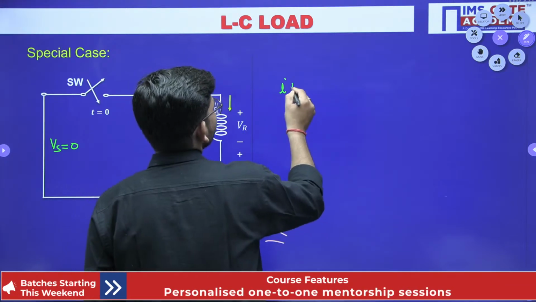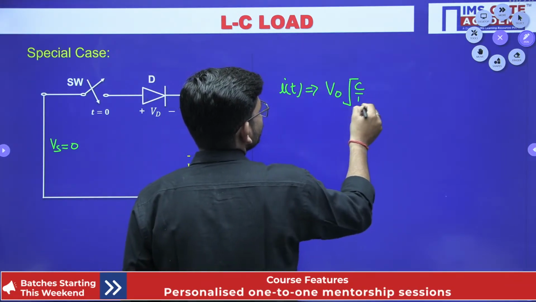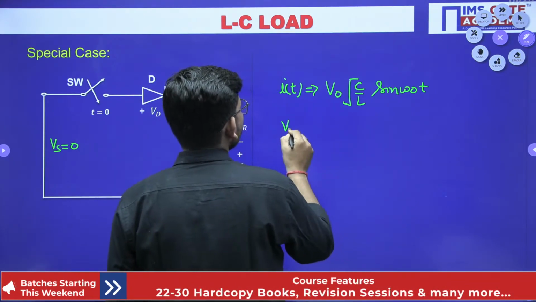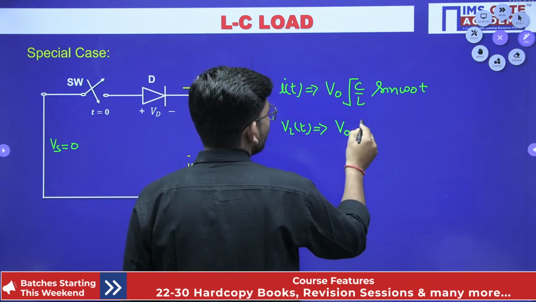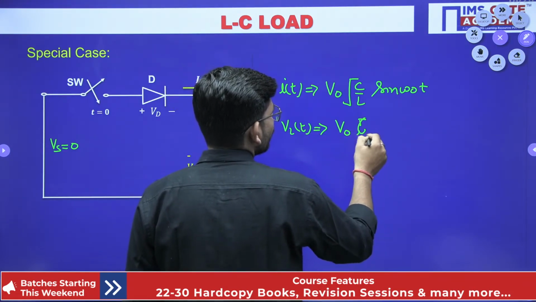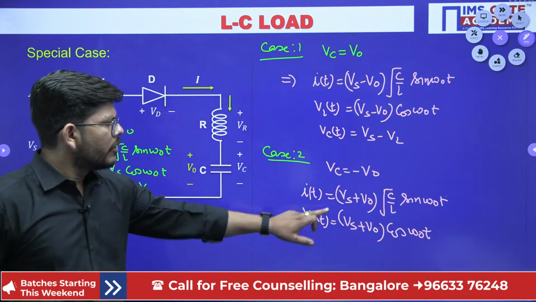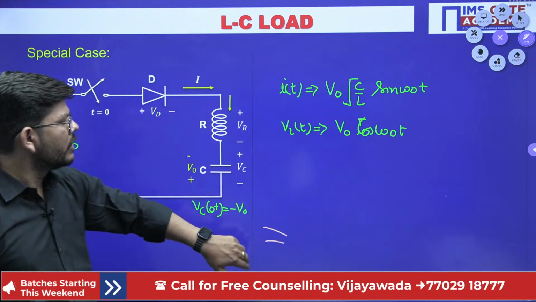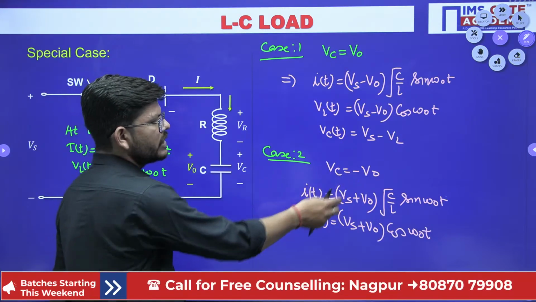IT expression will be equal to V0 under root C by L sin omega naught t, and the inductor voltage expression will be V0 cos omega naught t, isn't it? Just see this case. Vs we have to put 0, and what is the value of V0? V0 is V0. We have to put this case because Vc is negative here.